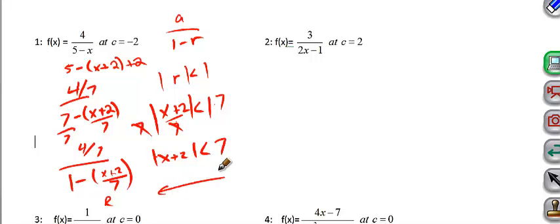So if we think about the number line, we put negative 2 on the number line, and we go 7 to the right, we get 5. Go 7 to the left, we get negative 9. So our interval of convergence, and we don't really even have to worry about the endpoints here, is going to be from negative 9 to 5. And that's really it. So we'll do a couple more here in a second.